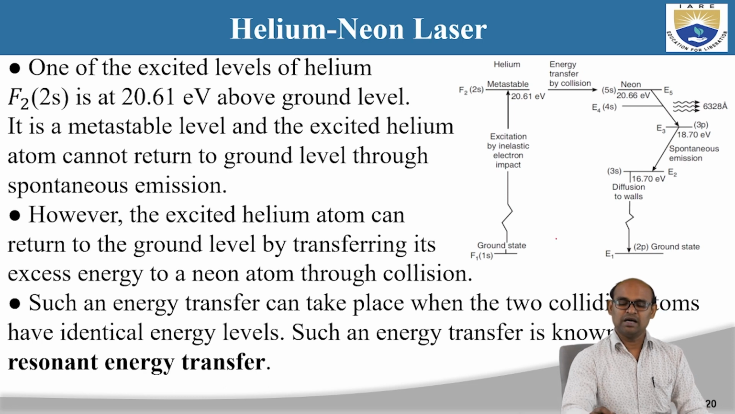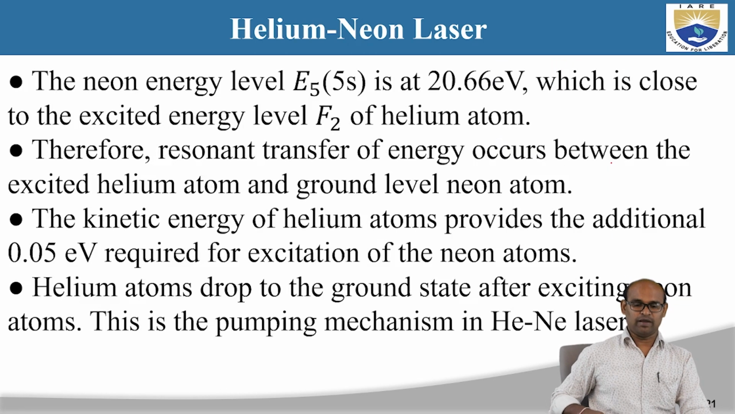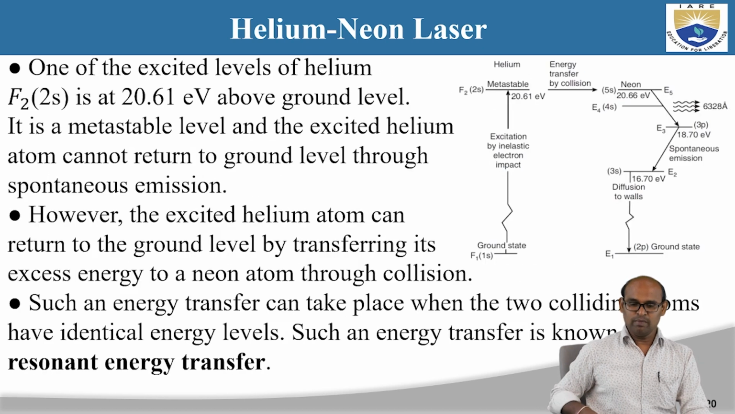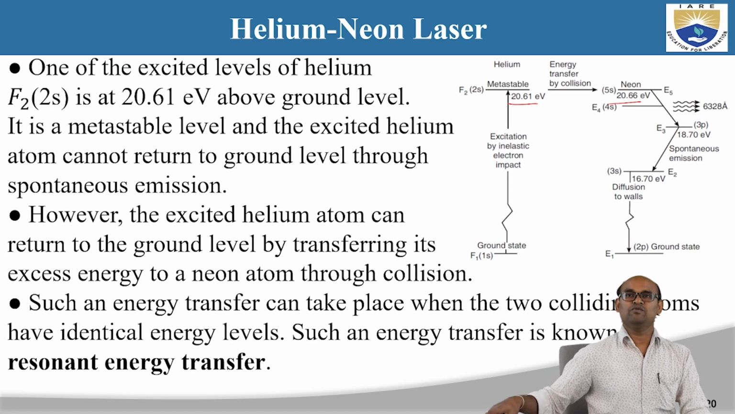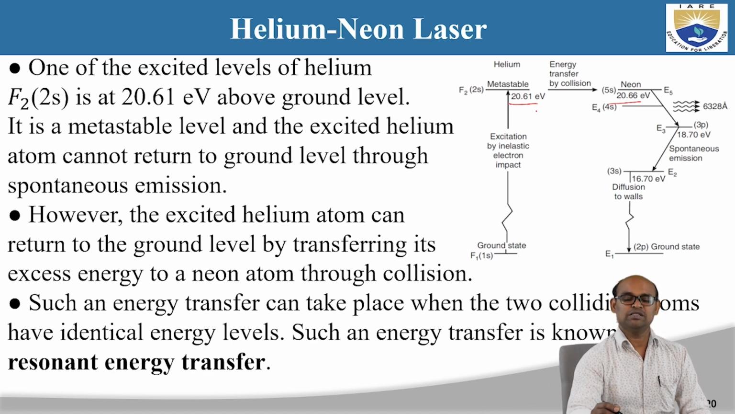Now, because the neon atoms gain energy from the helium atoms, they are going to get excited to the energy level E5. E5 is around 20.66 electron volts. Remember, helium atoms have energy around 20.61 electron volts, but the neon energy level is around 20.66 electron volts. So the additional energy of around 0.05 is given by the kinetic energy of the helium atoms. 20.61 plus the excess 0.05 is given by the kinetic energy of helium atoms.